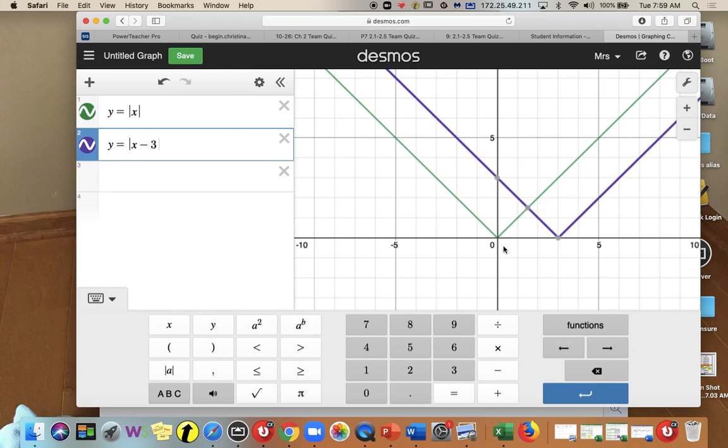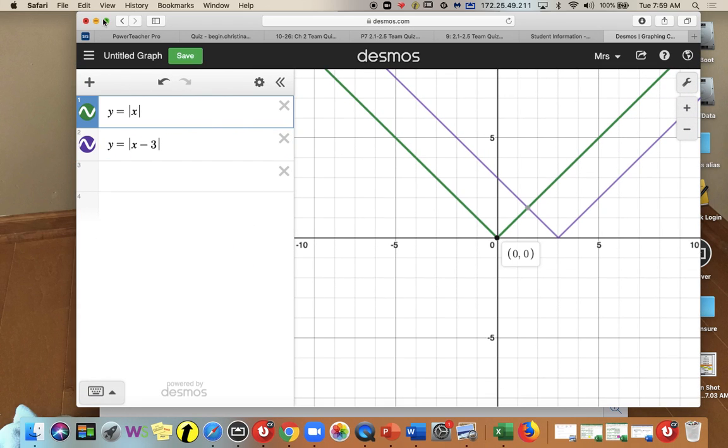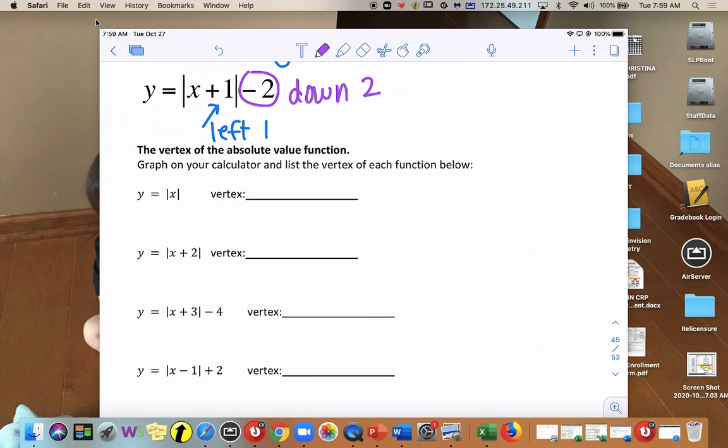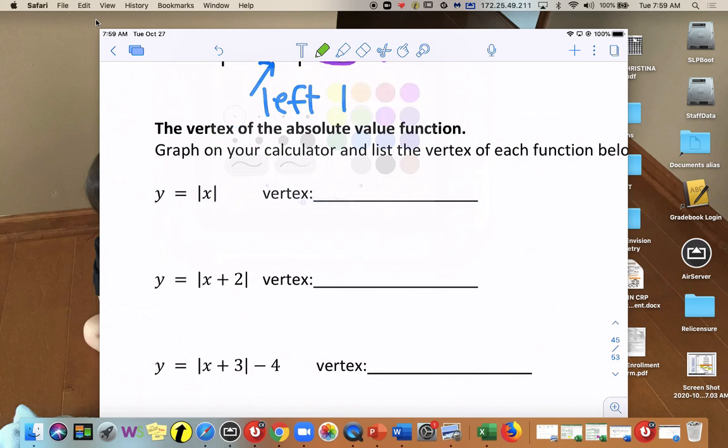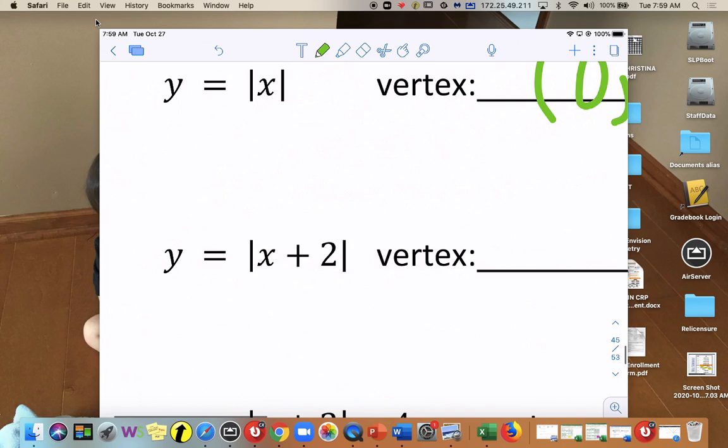So if we look at the original function, like a parabola, like a quadratic, it changes direction at 0, 0. So again, it's going down, and then all of a sudden at 0, 0, it starts going up. So that's called the vertex. So our vertex of this function right here would be 0, 0.